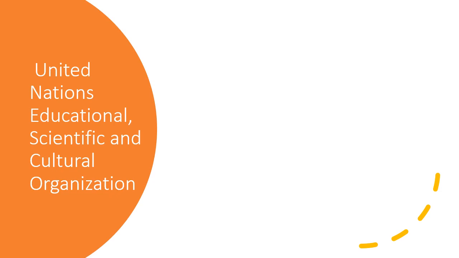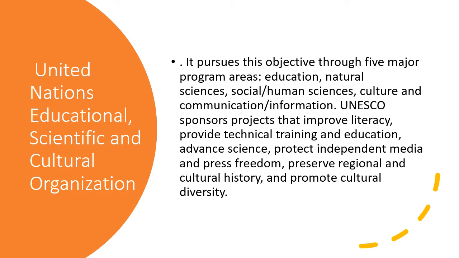United Nations Educational, Scientific, and Cultural Organization. It pursues this objective through five major program areas: education, natural science, social and human science, culture, and communication and information. UNESCO sponsors projects that improve literacy, provide technical training and education, advance science, protect independent media and press freedom, preserve regional and cultural history, and promote cultural diversity.